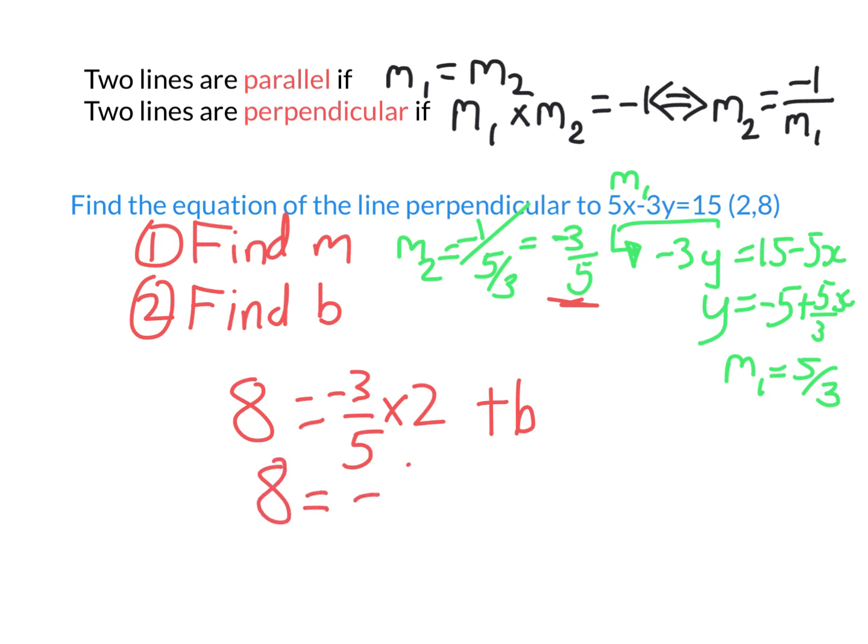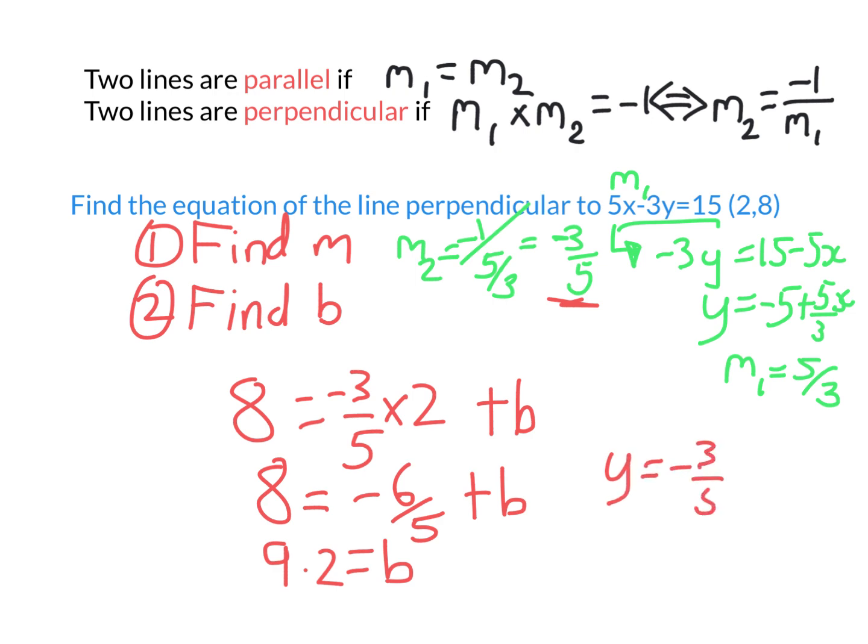So negative 3 over 5 times 2 is just negative 6 over 5. And now to get b by itself, I simply add 6 over 5 to both sides. I get 9.2 equals b. So the equation required is y equals mx plus b. Now note, if it said that the lines were parallel instead of perpendicular, I just would have used this gradient instead of this one, but we would have done it the exact same way.